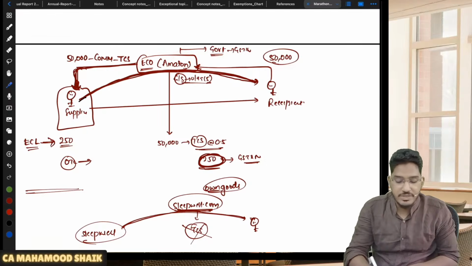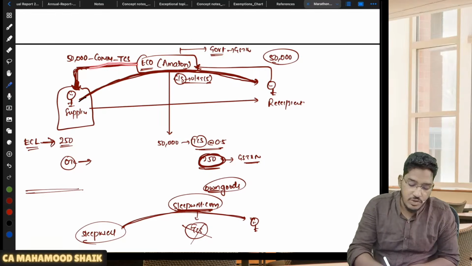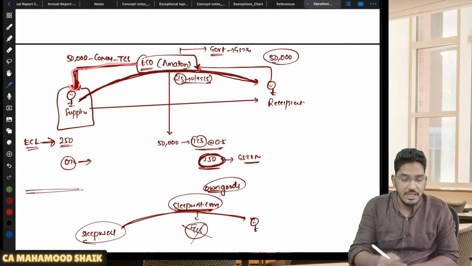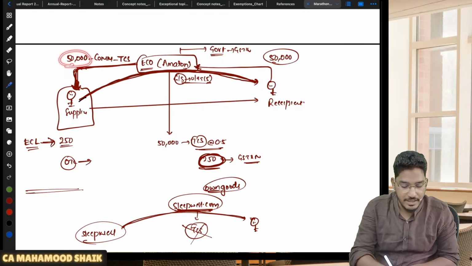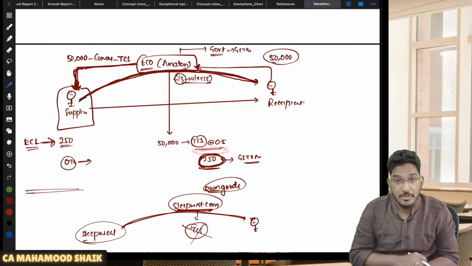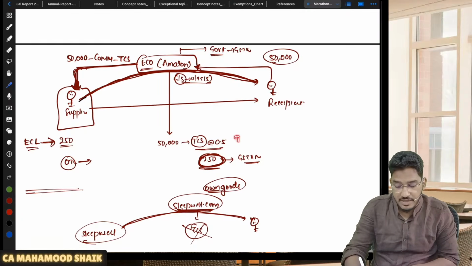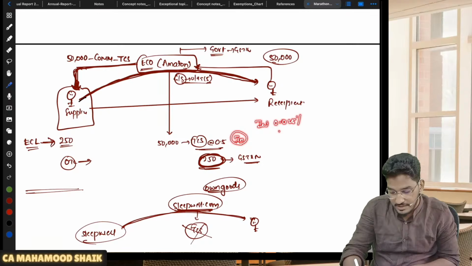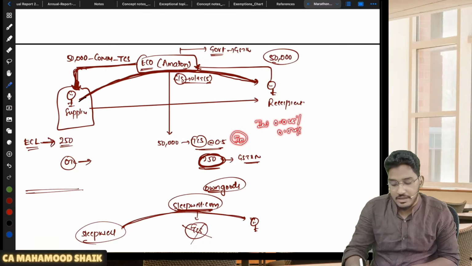Now, Section 52 says that whenever this e-commerce operator is remitting that amount, whenever they are making the settlement to the supplier, they have to collect TCS at the rate of 0.5%. How much? 0.5%. Once again, if it is an interstate supply, 0.5% IGST. If it is an intrastate supply, 0.25% of SGST, 0.25% of CGST.